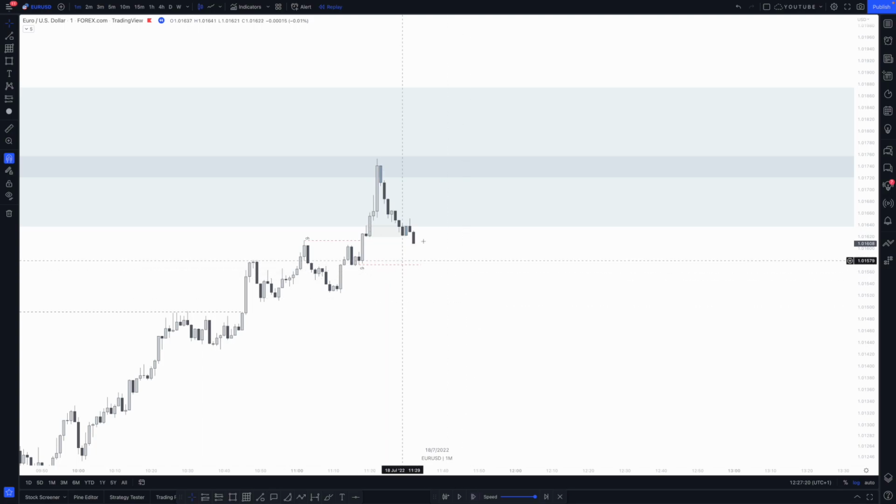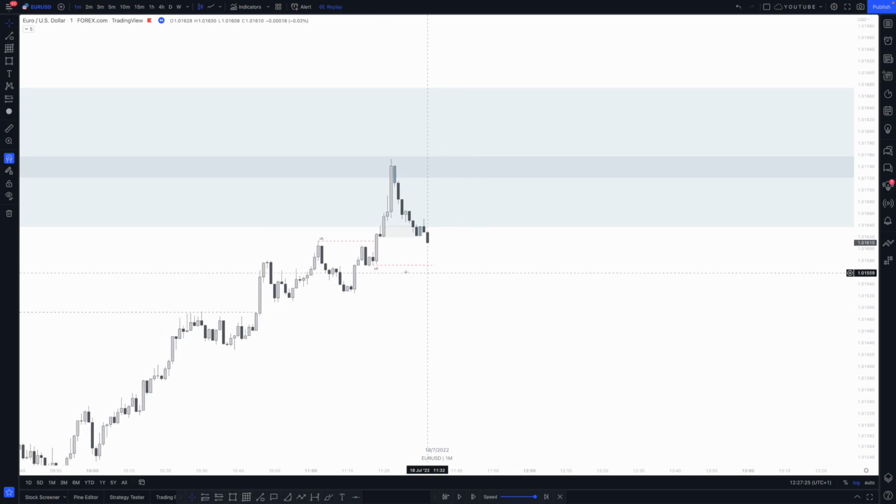And there's no way we could enter here because we haven't yet had the change of character, and that's something that's a written rule in my trade plan that I need to see happen. So obviously what I was looking for is this demand right here also, and just looking to see what happens with price.